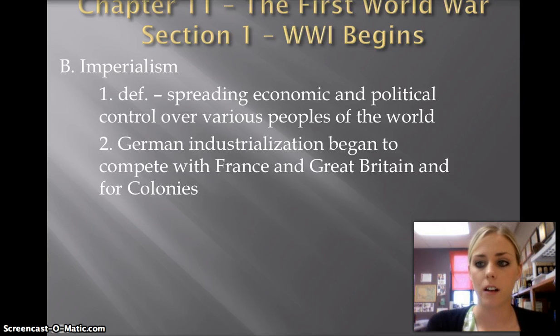The next major cause of World War I was imperialism. For many countries, as you all have learned, nations including Europe had been building empires, slowly extending their economic and political control over various peoples of the world. Colonies supplied the European imperial powers with raw materials and provided markets for manufactured goods. As Germany industrialized, it competed with France and Britain in the contest for colonies. Again, a continuation of what you learned in Chapter 10. Nations are always interested in expanding.